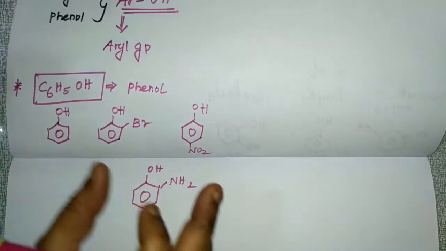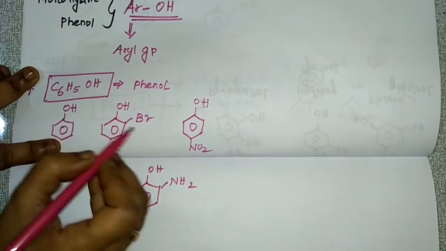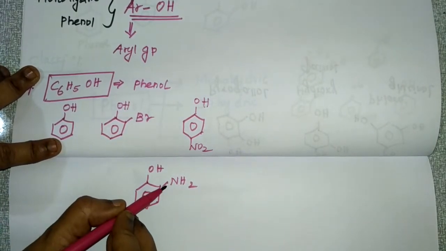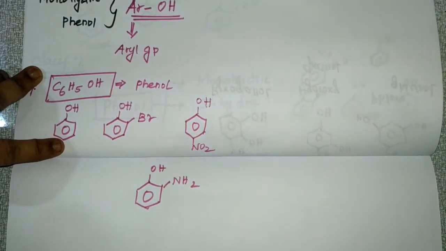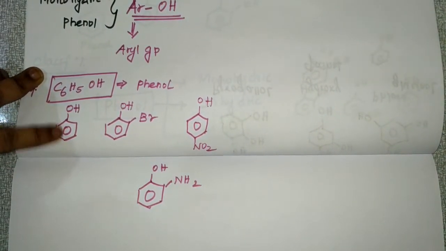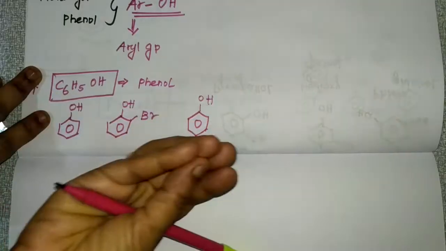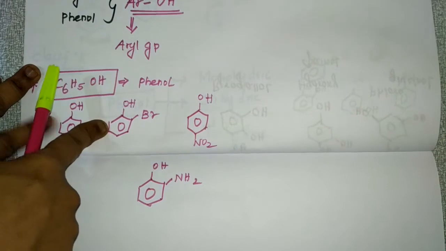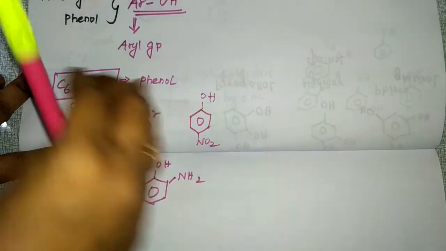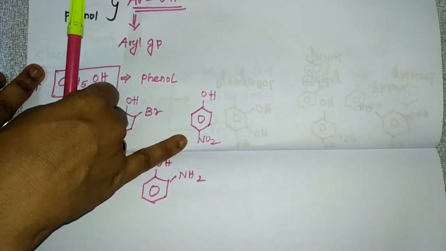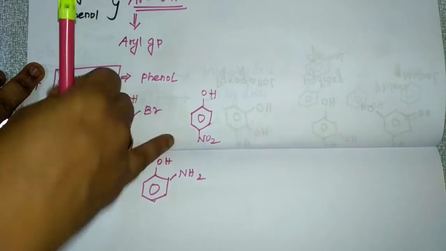Here, substituents are there. So if any substituents are there with that OH group, with that phenol, how will you name it? According to the position, you have to give the name. If it is in ortho position, you have to mention the name as ortho. Here bromine is there. So how will you name this one? Orthobromophenol. Here NO2, nitro, is there, but nitro is in para position. So how will you name this one?